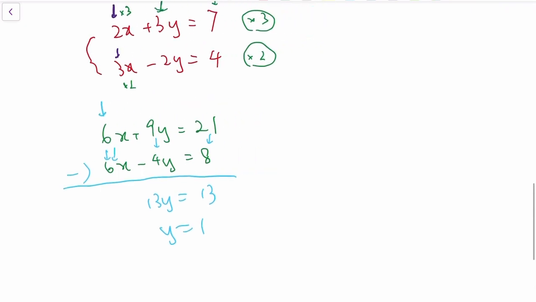And then same as before, we will substitute y back into one of the equations. Maybe the first one. Then again, you will find x. So this is how you do elimination.